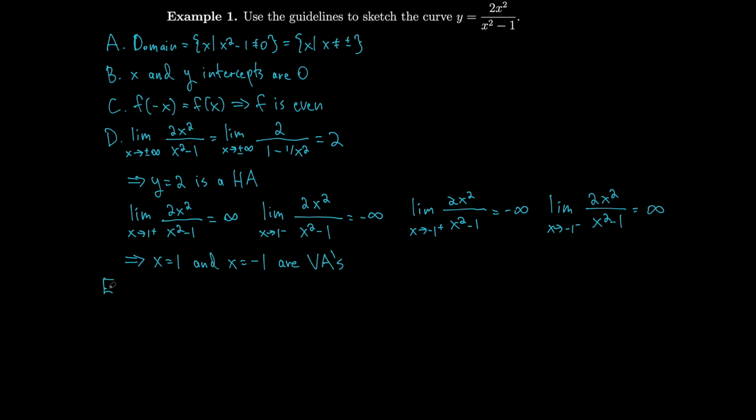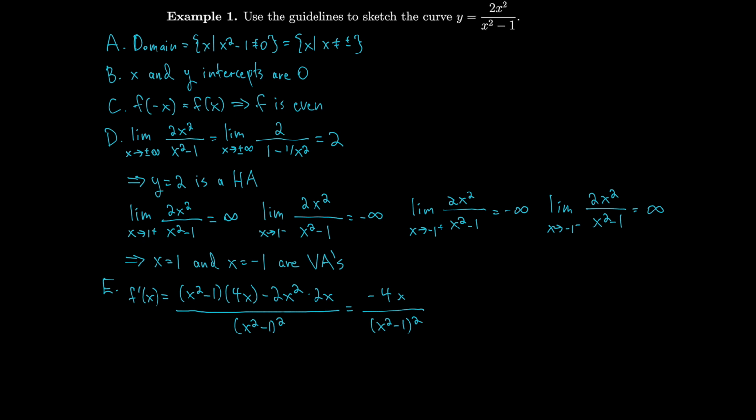Let's look at our next check for curves, which is intervals of increase or decrease. So we have to check our derivative. By the quotient rule, that's x squared minus 1 times 4x, minus 2x squared times 2x, all over the denominator squared, so x squared minus 1 squared. We simplify that, and we get negative 4x over x squared minus 1 squared, because the x squared times 4x becomes 4x cubed, which cancels out with the other 4x cubed.